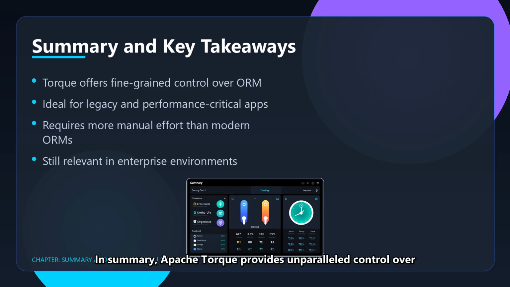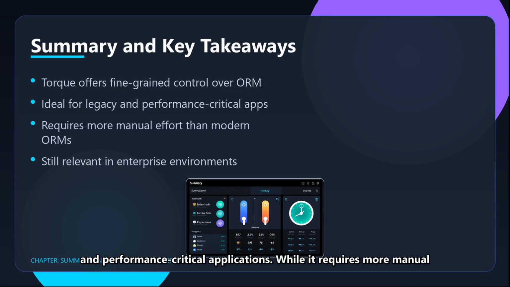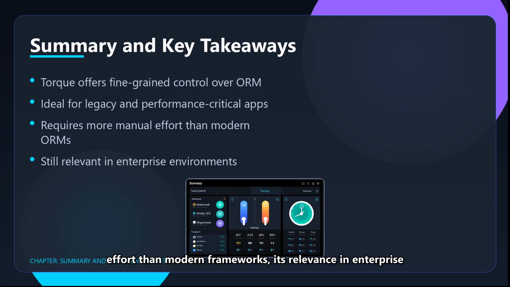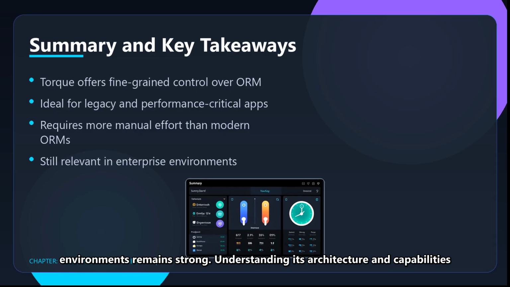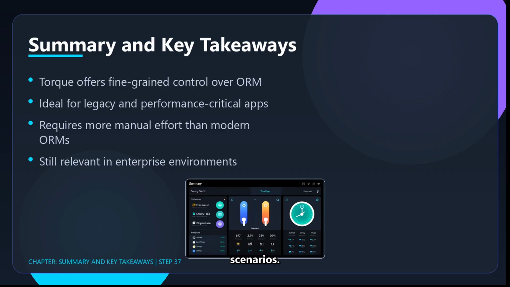In summary, Apache Torque provides unparalleled control over ORM operations, making it ideal for legacy systems and performance-critical applications. While it requires more manual effort than modern frameworks, its relevance in enterprise environments remains strong. Understanding its architecture and capabilities can give you a competitive edge in specialized scenarios.